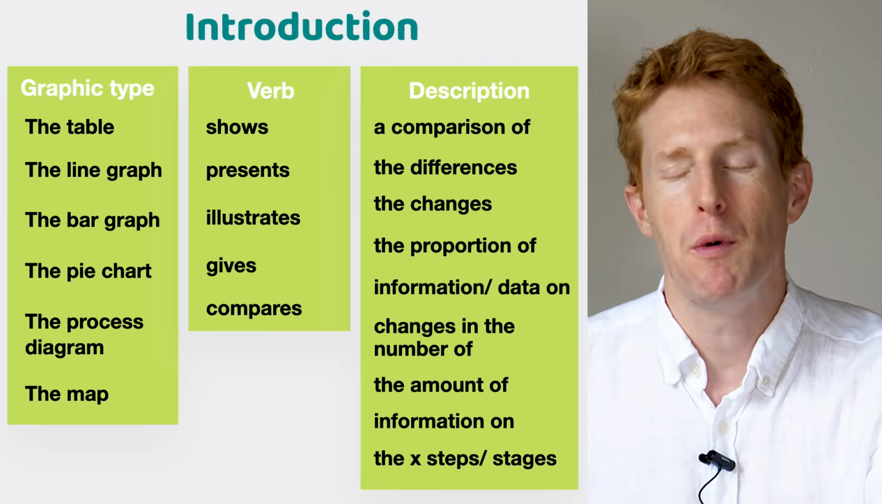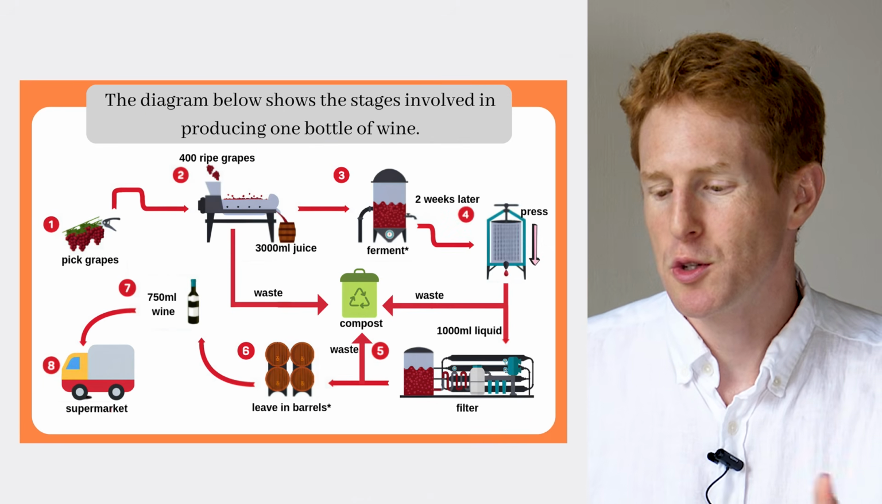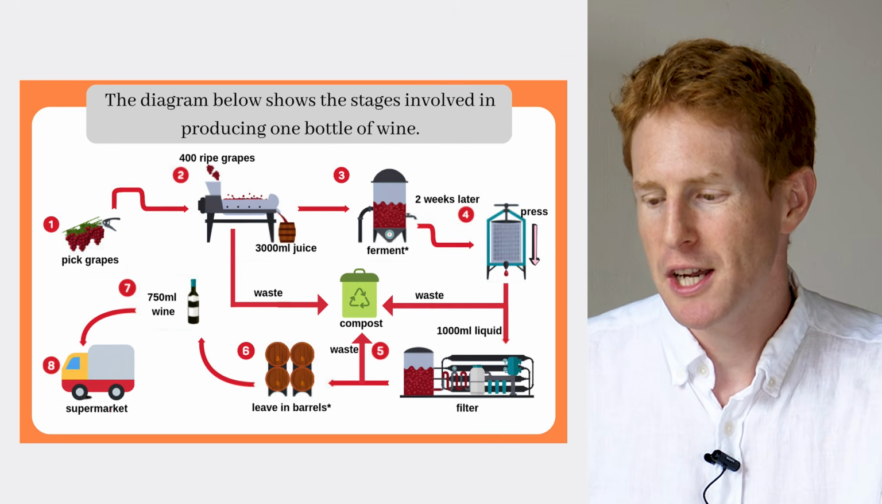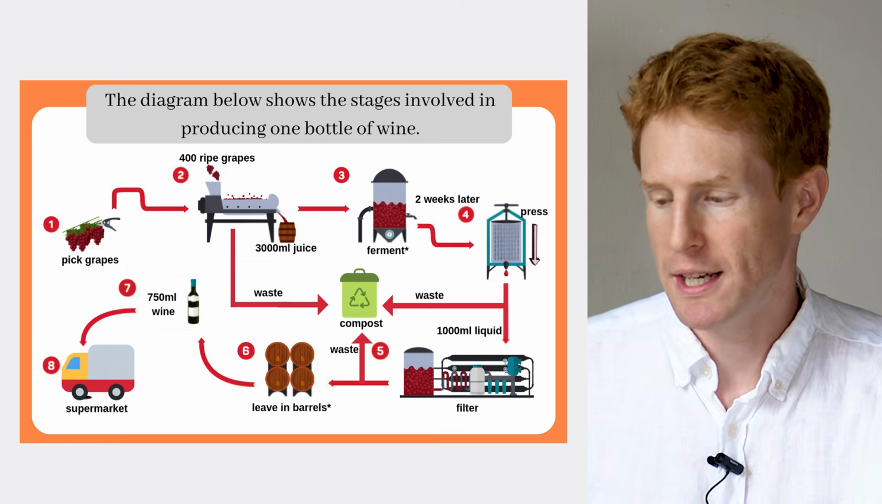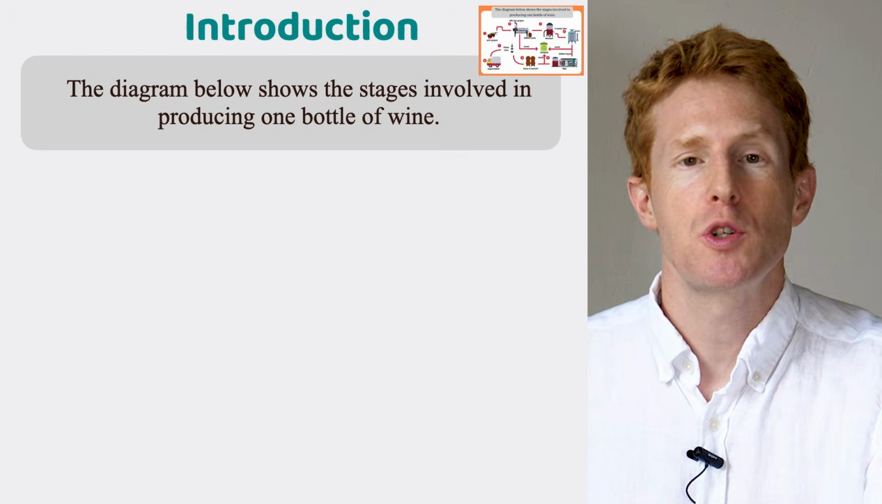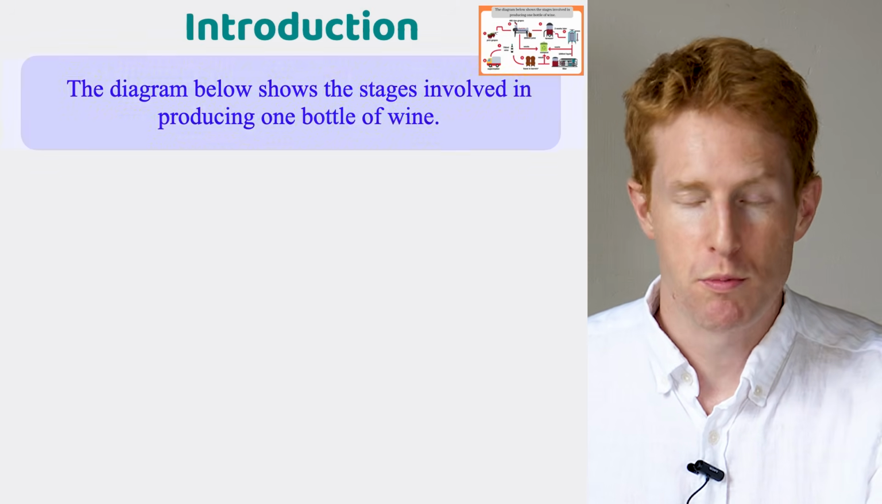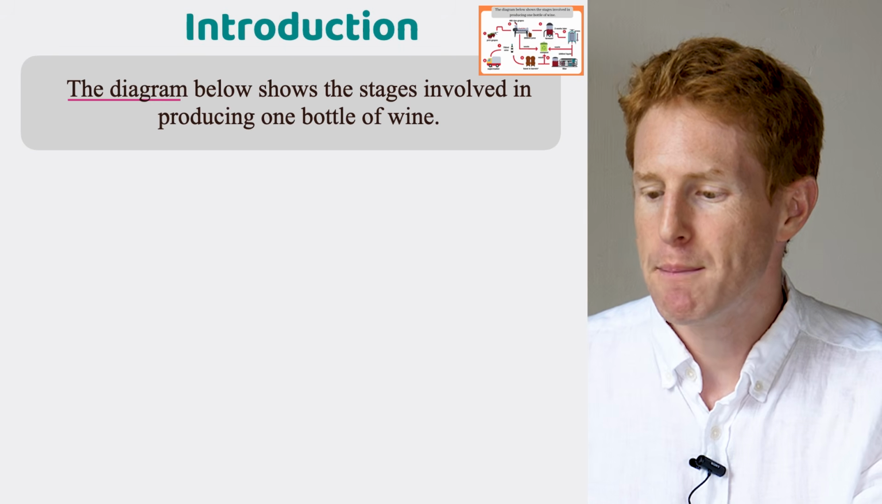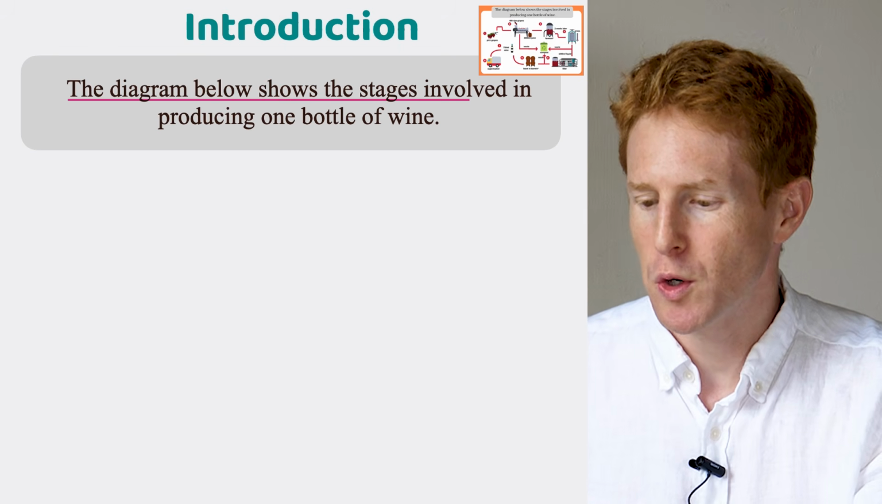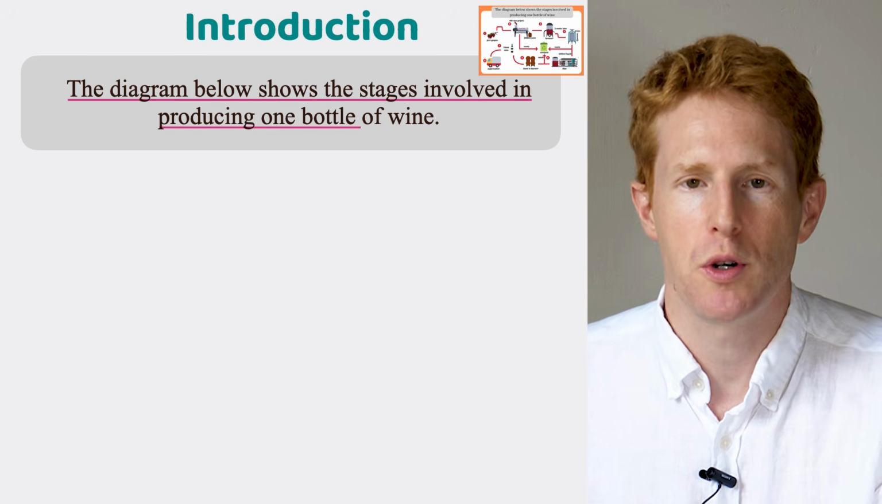Let me show you how it works. Imagine we get this graphic. This is a process diagram showing how wine is made. So we're going to write our introduction based on the rubric. It says, the diagram below shows the stages involved in producing one bottle of wine.